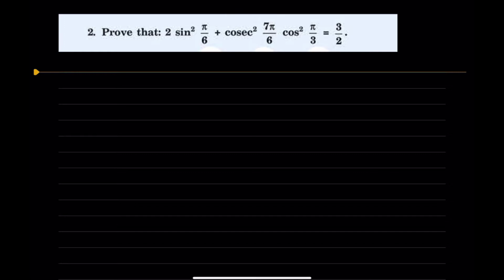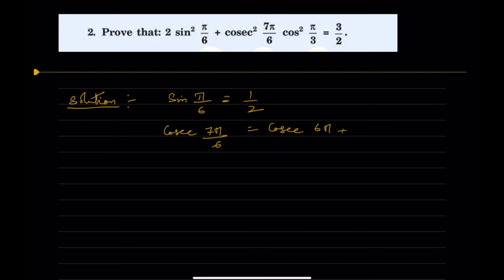So now in the solution part over here, first we'll take the values. What are the different values? Sin pi by 6 is equal to sin 180 by 6, which is equal to sin 30, which is equal to half. Next, cosecant 7 pi by 6 can be written in the form of cosecant(6 pi plus pi by 6). So 6 pi by 6 will give you cosecant(pi plus pi by 6).